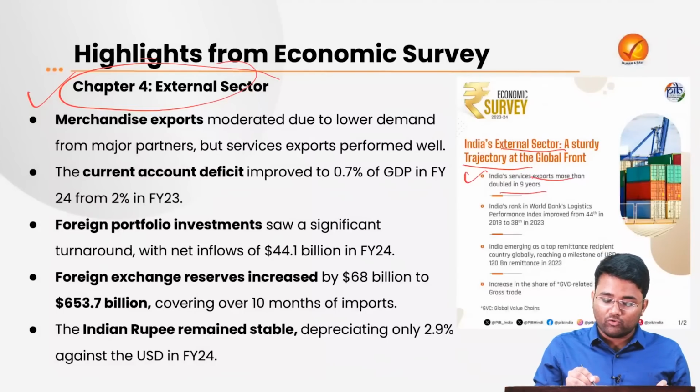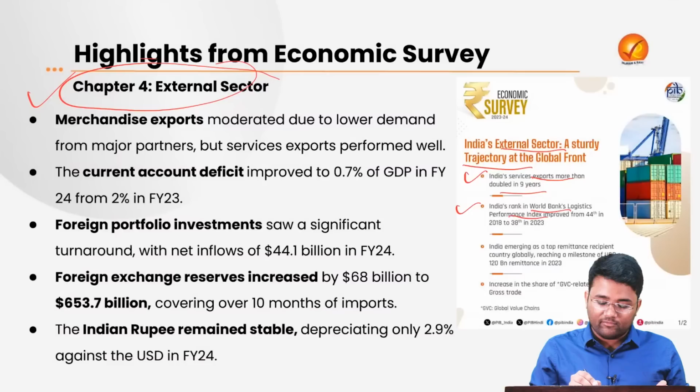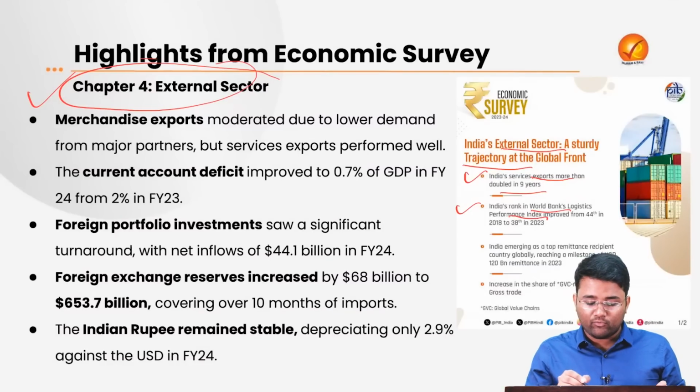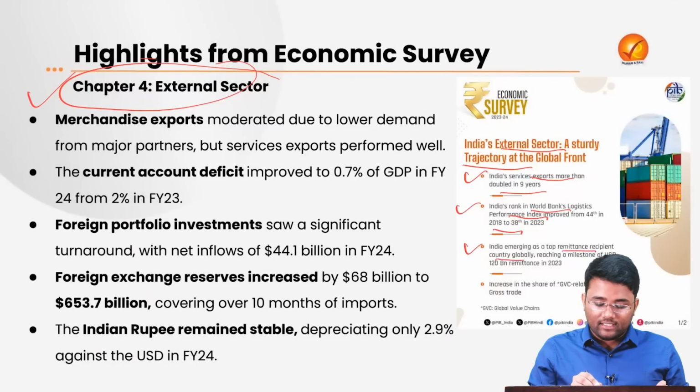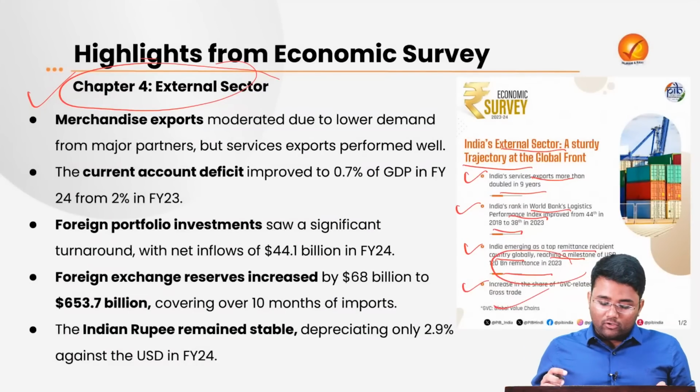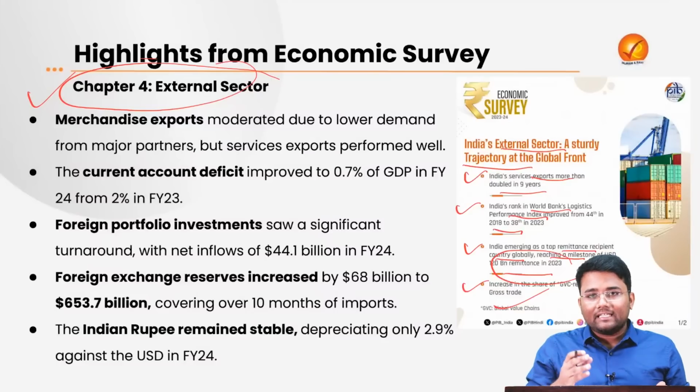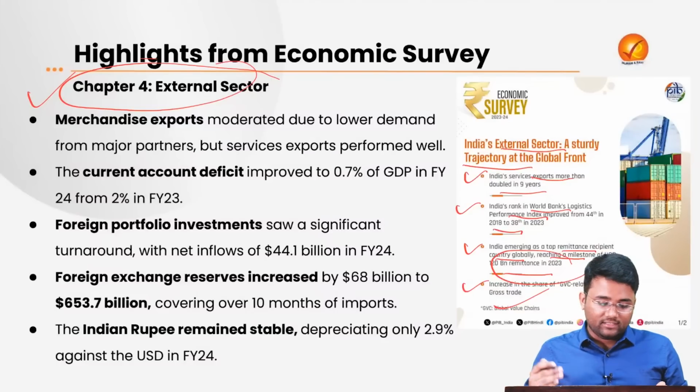India's service exports growth has more than doubled in 9 years. India's rank in the World Bank's Logistics Performance Index improved from 44 in 2018 to 38 in 2023. India is emerging as a top remittance recipient country globally, reaching a milestone of $120 billion, and there is an increased share also in the GVC related to gross trade, that is global value chain. So India's contribution in the global value chain has seen an uptrend.